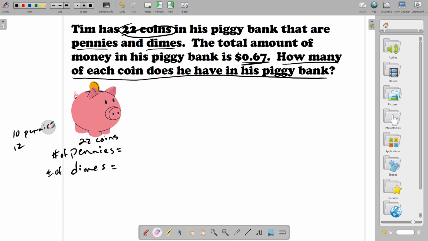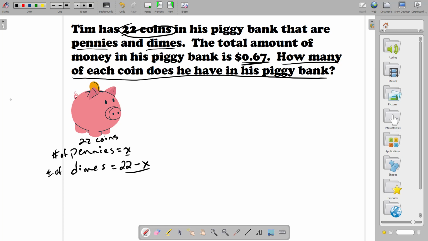But we don't know how many pennies or dimes there are. So I'm going to call the number of pennies X. It doesn't matter. I can call the number of dimes X. But whichever one I call X, the other one is going to be 22 coins minus the number of those coins. Remember, if I had 10 pennies, I had 12 dimes because I subtracted.